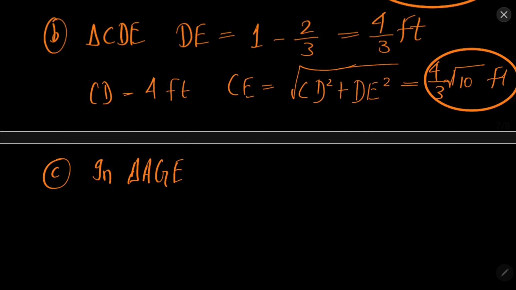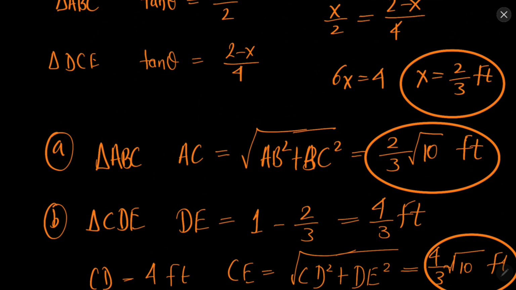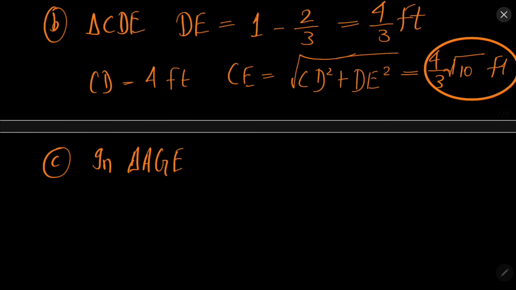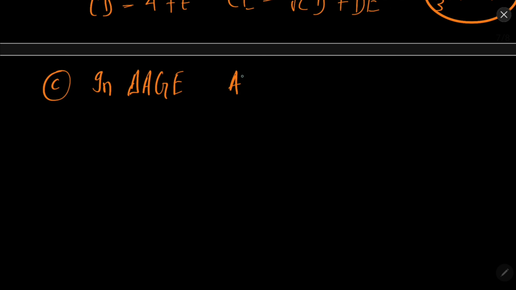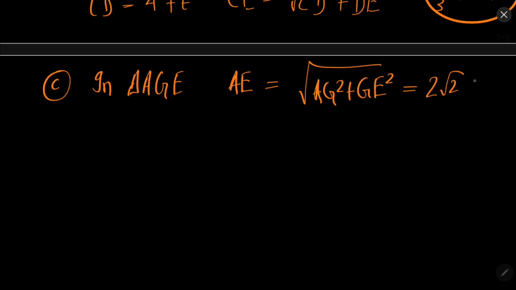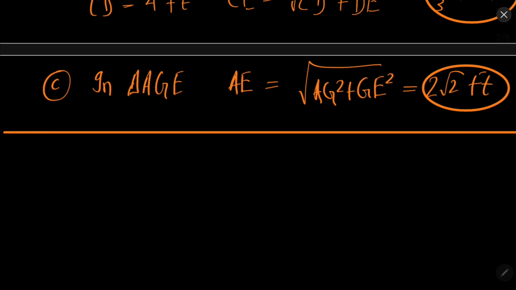And another situation, now we have to take AGE. So we have to find from the center the direct location, the direct hole. So AE, we have to find AE. So root of AG square plus GE square. So this will give us 2 root 2 feet. So these are various displacements from various different positions.